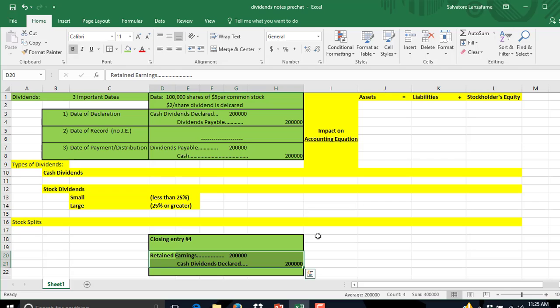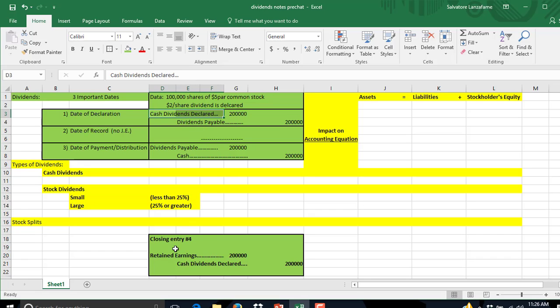If the company doesn't want to do closing entry number 4, then in this first entry, they would have to debit retained earnings. Okay, so I just want to make sure you're aware of that. So you could take the shortcut and just debit retained earnings right off the bat and credit dividends payable.